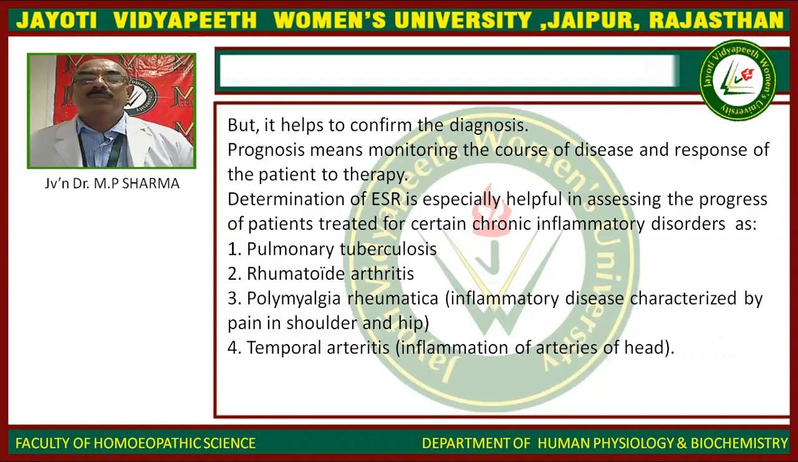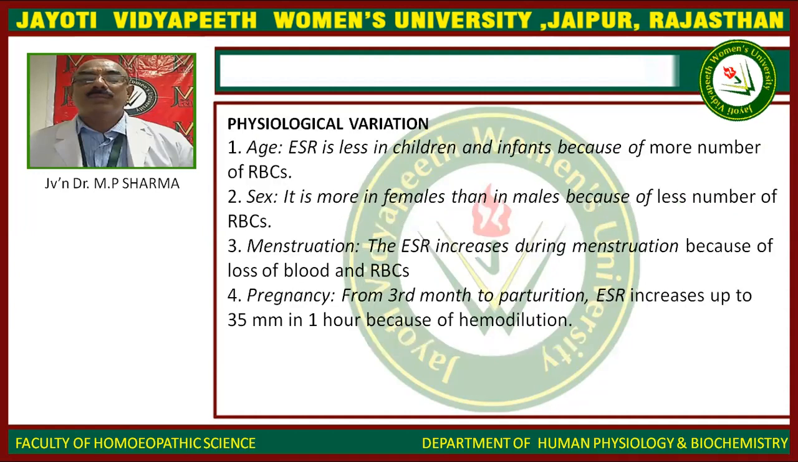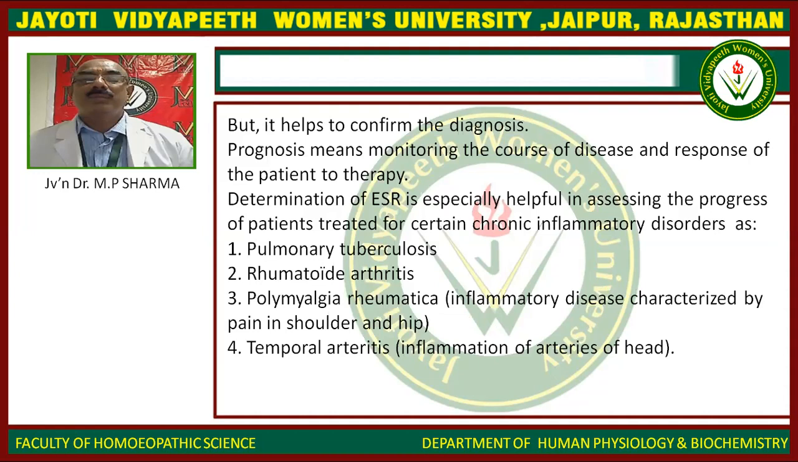Determination of ESR is especially helpful in assessing the progress of patients treated for certain chronic inflammatory disorders such as pulmonary tuberculosis, rheumatoid arthritis, polymyalgia rheumatica, which is a type of inflammatory disease characterized by pain in the shoulder and hip, and temporal arteritis, which means inflammation of arteries of the head.